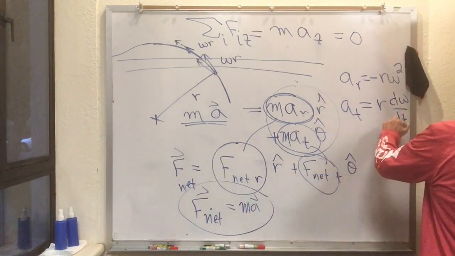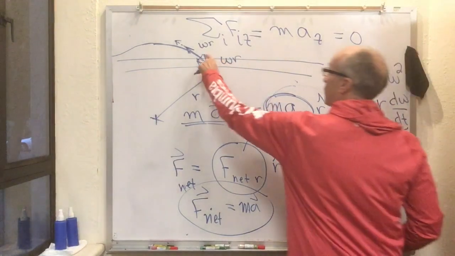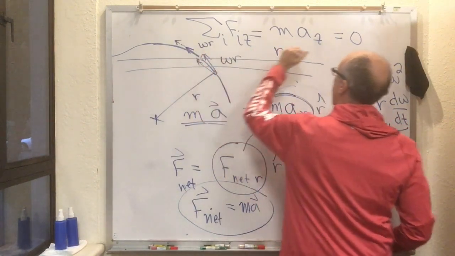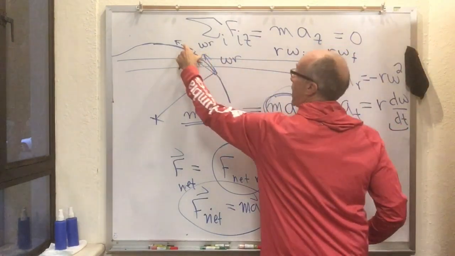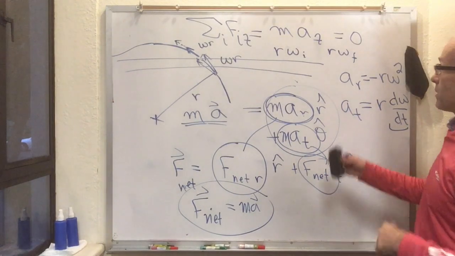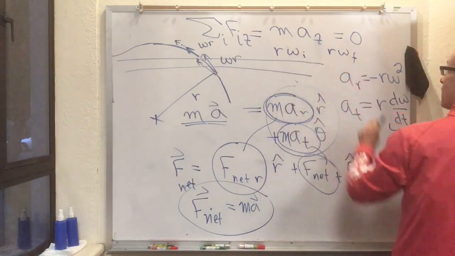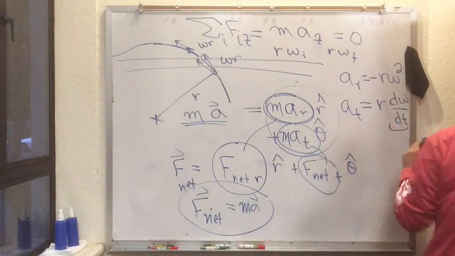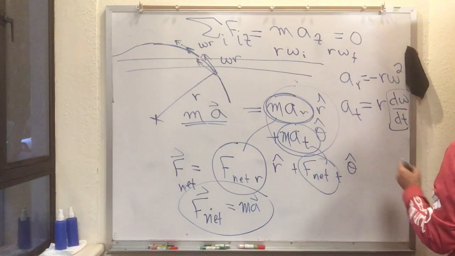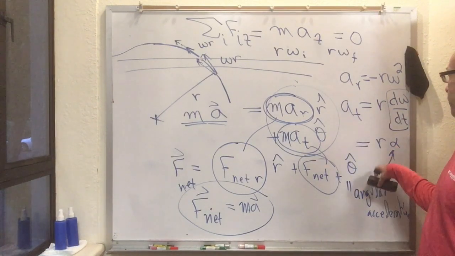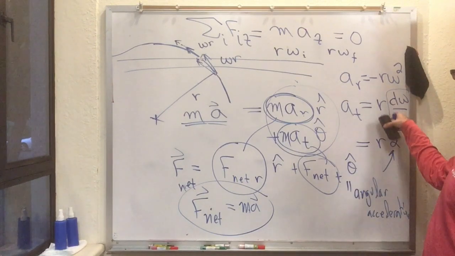Why? Because this is the rate of change of the length of this vector. This vector here at this point had length r omega, and at this point here had length r omega final. Then the difference in length of this vector is r omega final minus r omega initial. And if you take the limit that delta t goes to zero and divide by delta t, then you're finding that the change in length of that vector, which of course is the acceleration, is just r d omega dt. And this is such a frequently recurring thing, and so much like acceleration, we give it a name. We call that r alpha, where alpha is called the angular acceleration. So now you know that alpha is the angular acceleration, and alpha is d omega dt.